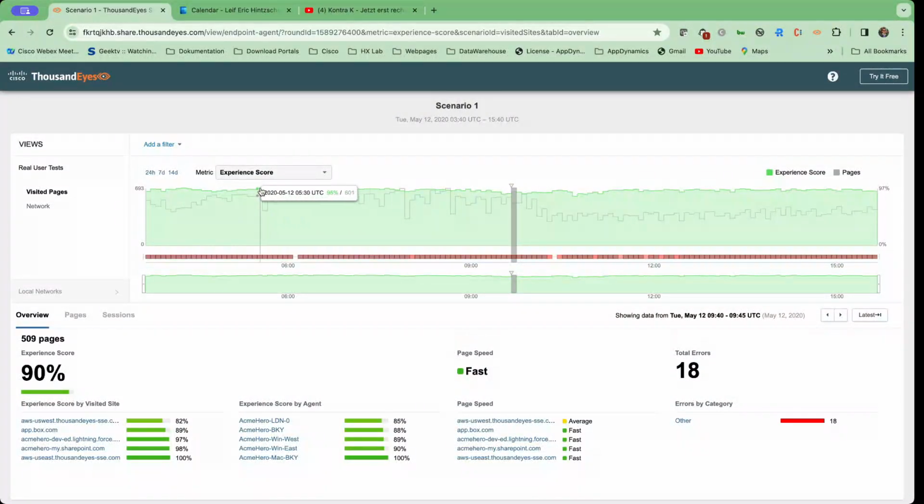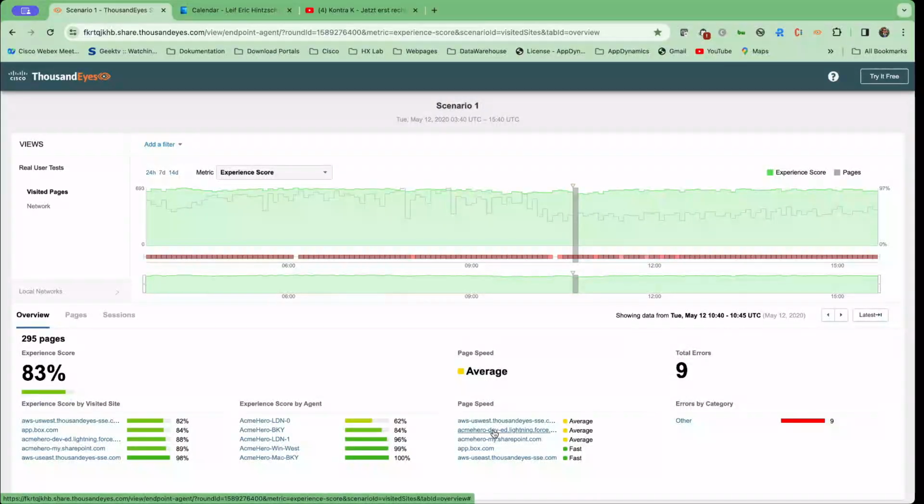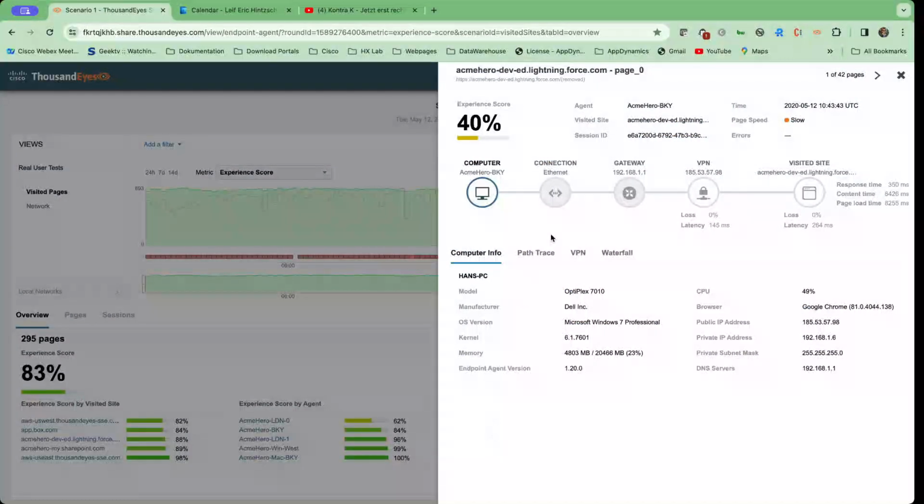In this demo, you see the user experience score over here. If it's 100%, it means that for every user, the experience is fantastic all the time. If you have a page that has a less good user experience, you will get a lot of context. You will see what kind of computer it is. You see basically the model, the manufacturer, the operating system, the memory, the CPU, which browser was used, the public IP, the private IP. And this is a lot of information that you only get when you have an endpoint agent on the respective device because it's device information.